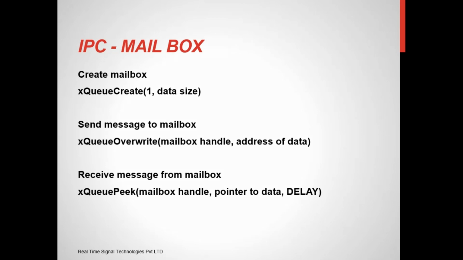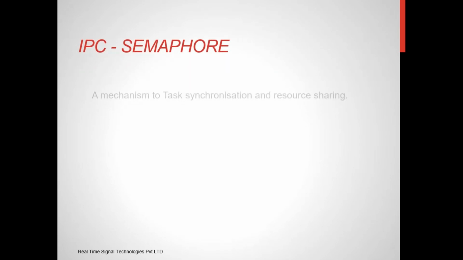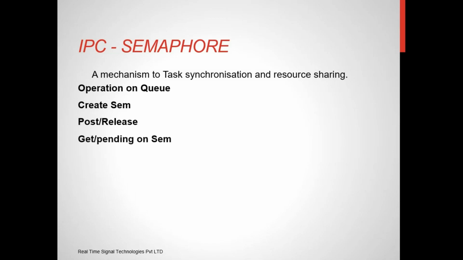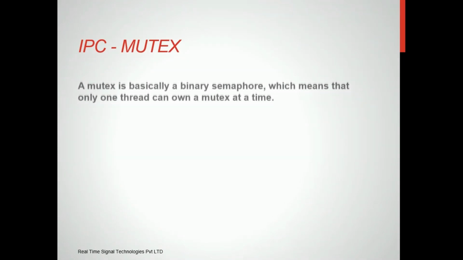IPC semaphores are used to synchronize two or more tasks. If there are a number of resources and a number of tasks running and using those resources, then a semaphore can be used to synchronize them. Semaphores can also be used for inter-process communication.